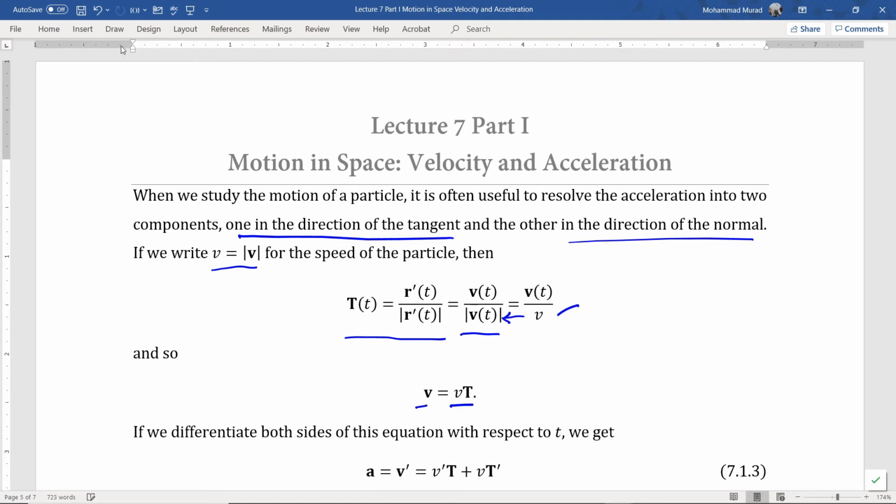If we differentiate both sides of this equation with respect to t, on the left-hand side we obtain v prime, which is the acceleration, and on the right-hand side we apply the product rule for differentiation of the product of a scalar function with a vector function T, as shown in equation 7.1.3.